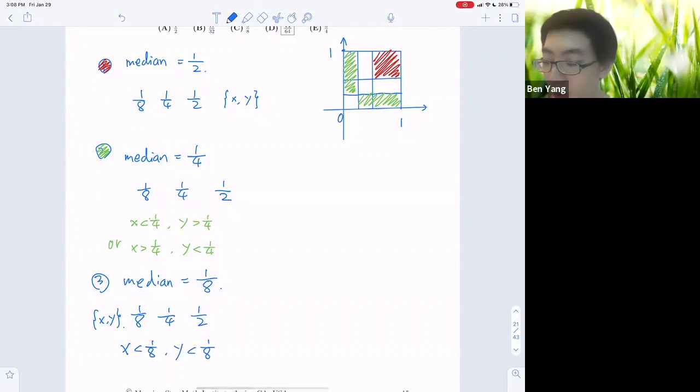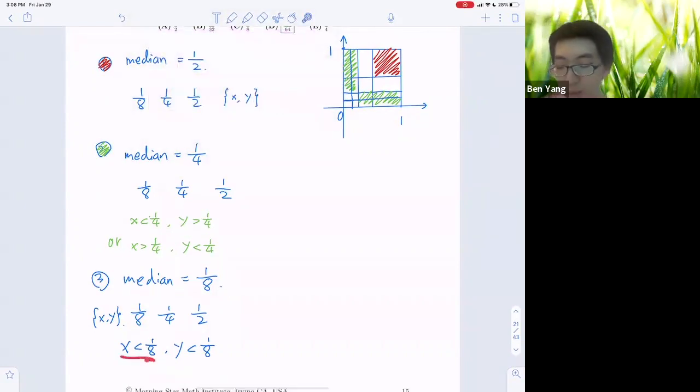Again, we can try to find the points on the coordinate plane. We can draw 2 lines, x is equal to 1/8 and y is equal to 1/8. If we want x to be smaller than 1/8, then our region should be to the left of the vertical line here. If we want y smaller than 1/8, then our region should be below the horizontal line here. So what we have is this very small square at the corner.